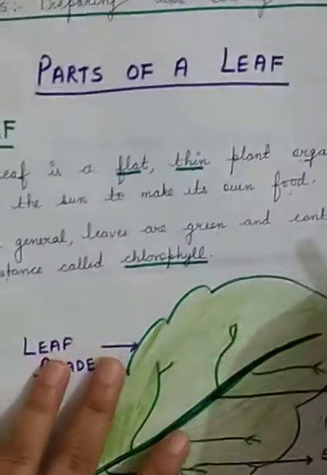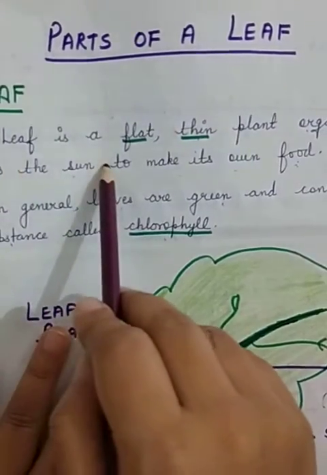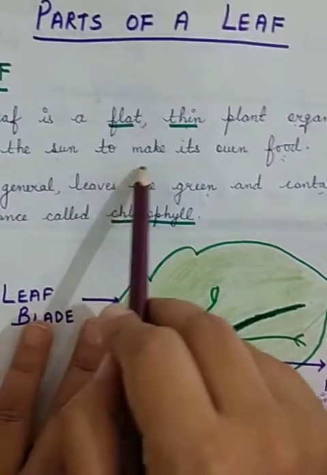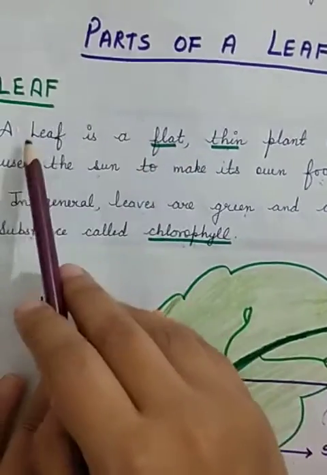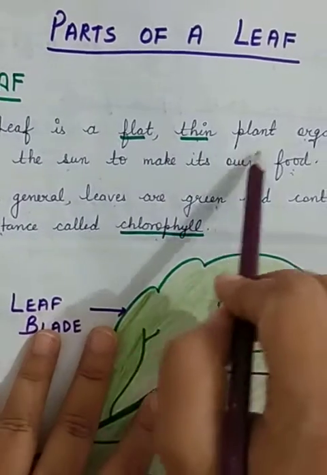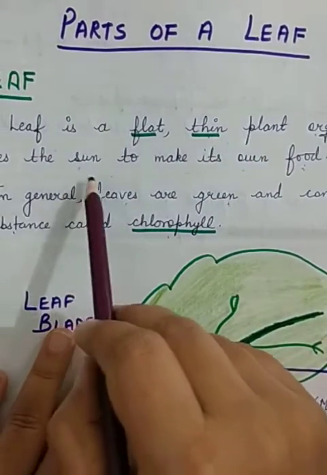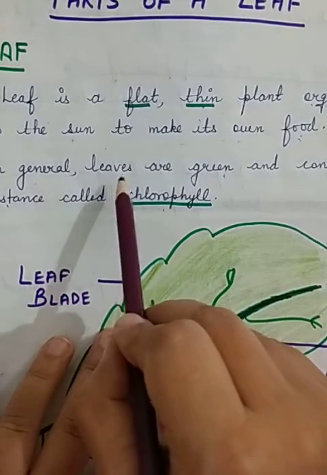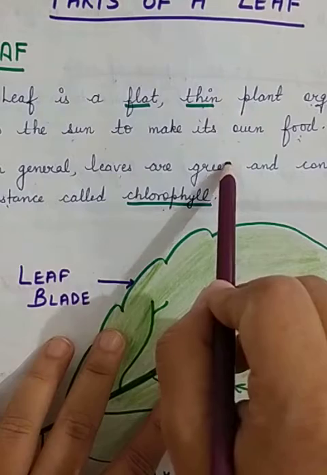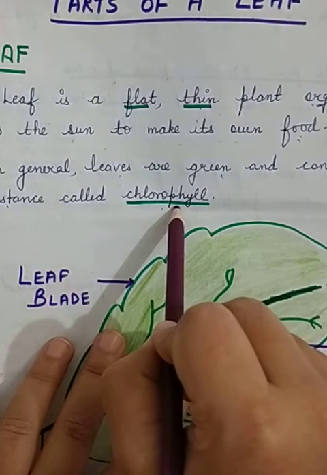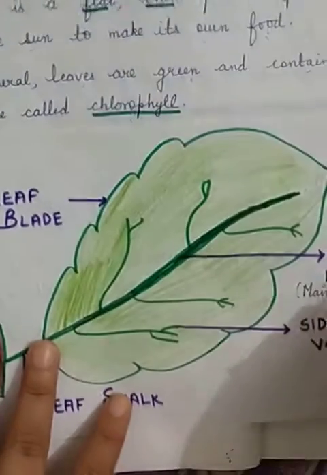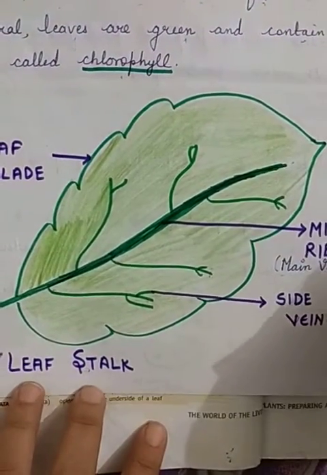Now you should know what a leaf is. A leaf is a flat, thin plant organ which the plant uses to make its food. And I have already told you that leaves are green in color due to the presence of a substance known as chlorophyll. Now what does the leaf structure consist of?